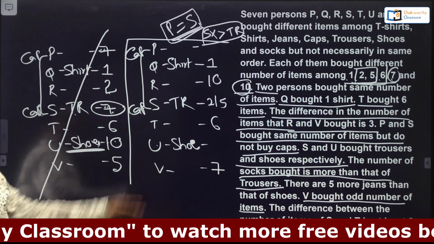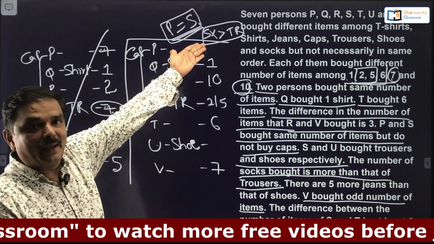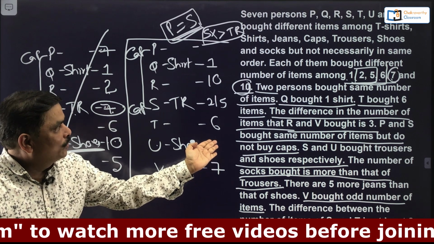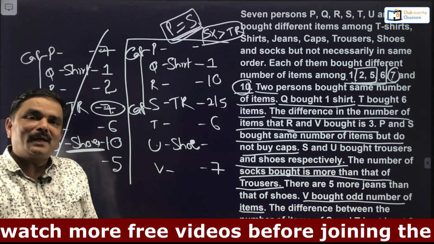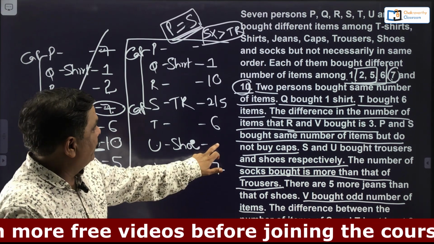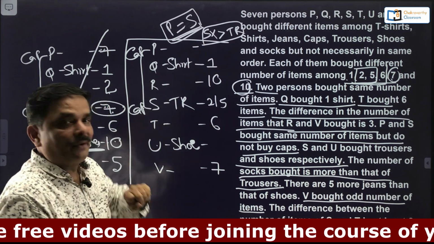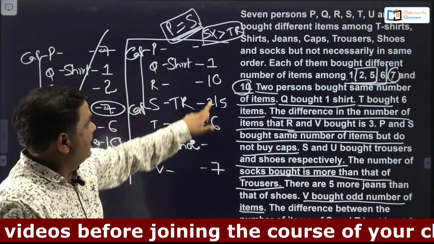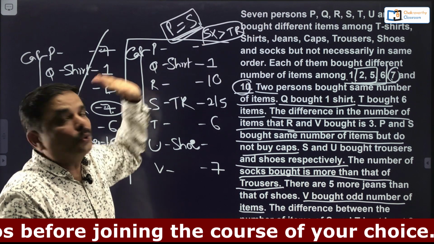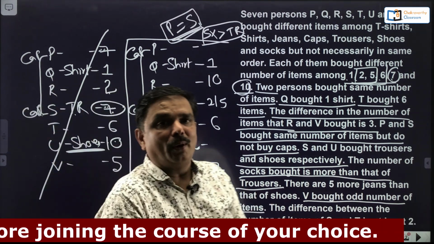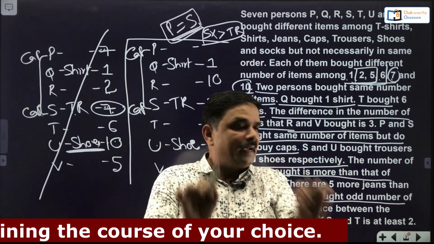Yes or no? Even here also either 2 or 5. Even here also either 2 or 5. Yes or no? If I keep 2 here, I may keep 5 here and 5 here. Or if I keep 5 here, I may keep 2 here or 2 here. That's possible. There is no problem. But students, observe one data here.